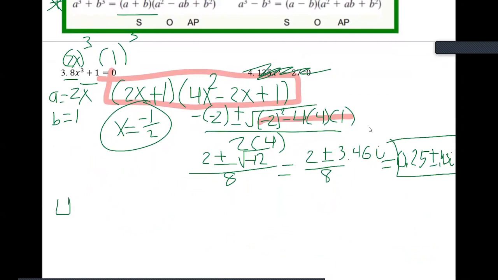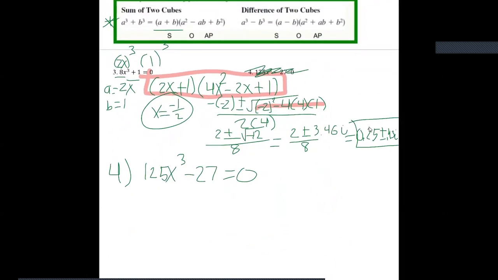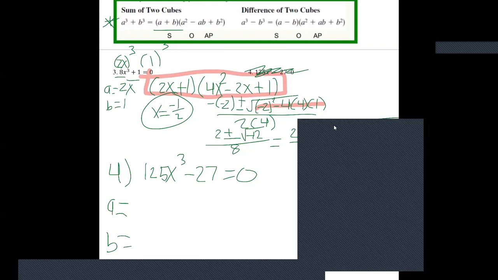So for this last one, I'm just going to get it set up because, like I said, this is what you're going to see in Delta Math. So we have 125x to the third minus 27 equals 0. The first thing I want to make sure we're understanding, and if you want, send me your answer in the chat: what would our A and what would our B be from this formula? What cubed would give you that first term and what cubed would give you that second term in this equation?